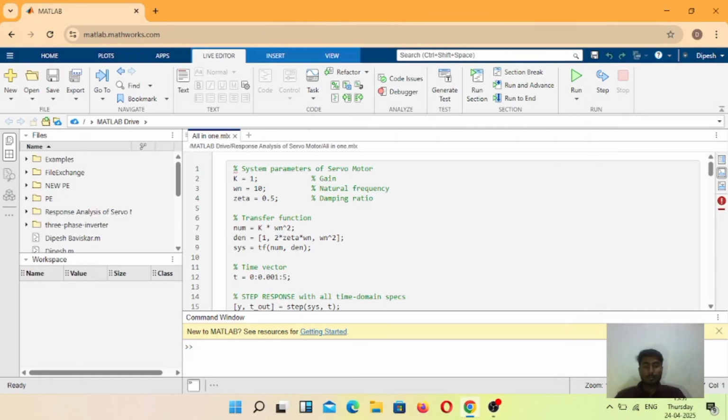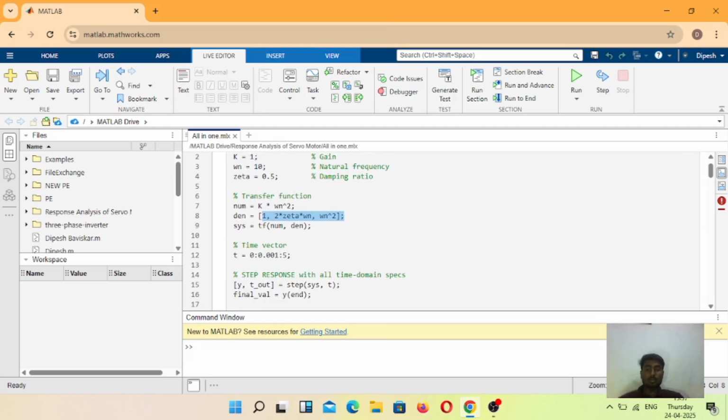I will start with the Matlab programming to analyze the servo motor response to various inputs like step, ramp, and impulse, using servo motor models as second order systems. We consider the parameters K equal to 1, omega n equal to 10, and zeta equal to 0.5. K is the gain of the system, omega n is the natural frequency, and zeta is the damping ratio. The transfer function of the system is K times omega n squared divided by s squared plus 2 zeta omega n s plus omega n squared.